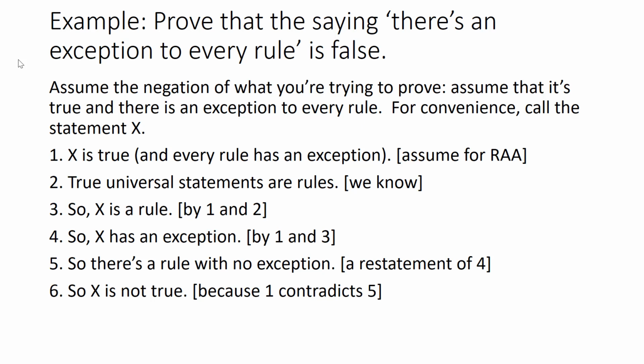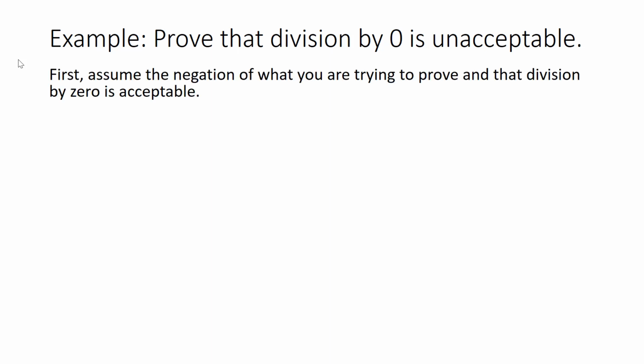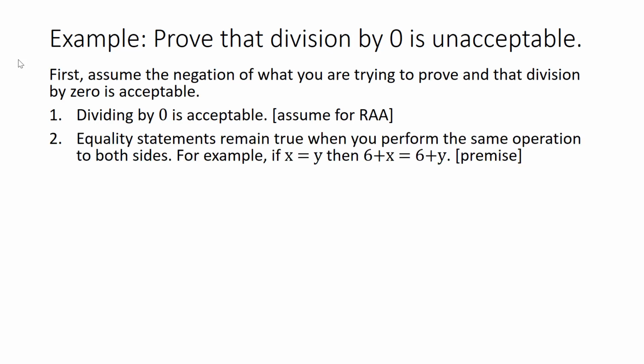Now here's the mathematical example that I promised you. Prove that division by 0 is not acceptable. You remember, if only vaguely, that you shouldn't divide by 0. If you want to prove by reductio ad absurdum that division by 0 is not acceptable, the first step is to assume that it is acceptable. We'll need some other premises in this case.